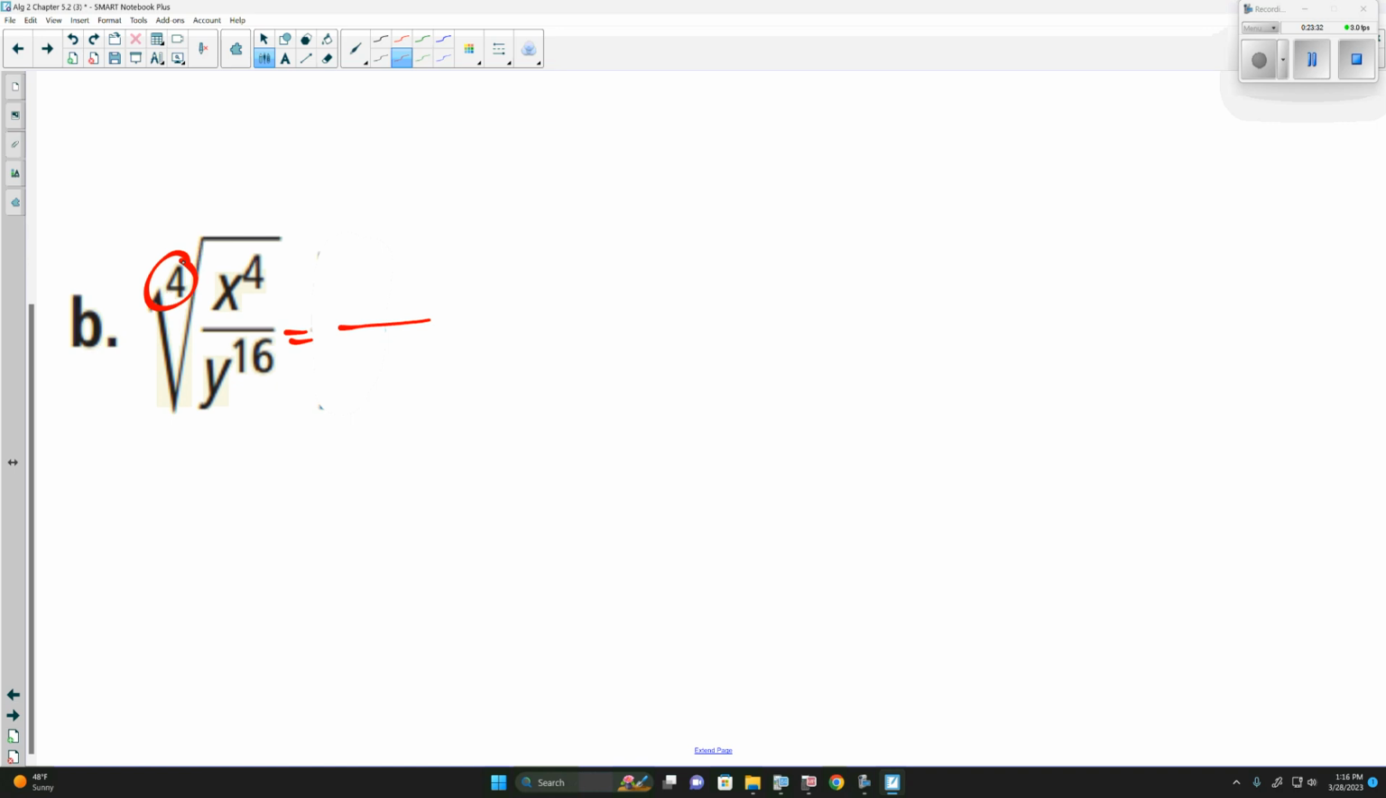Yeah. On top, we would have 1x, because we can take one group of 4 out of x to the 4th. How many groups of 4 can we take out of y to the 16th? And then we can include the absolute values if we want, because we took the 4th root of x to the 4th, and we just get x.